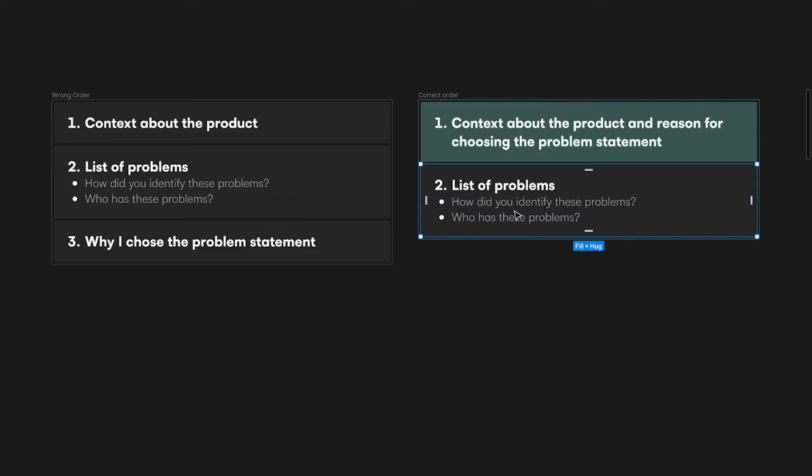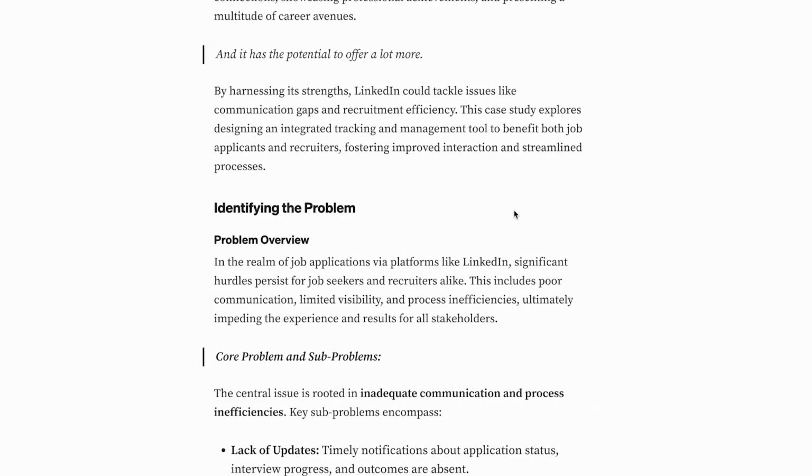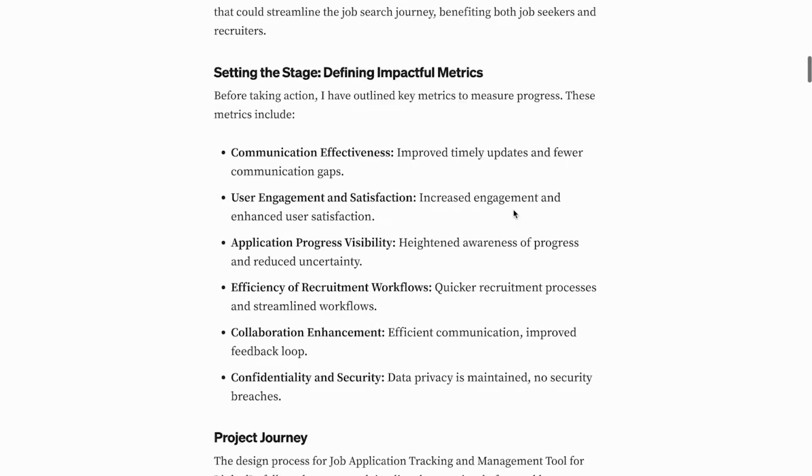And then we're going to move on to the next section. So coming back over here, we're going to go to the next section, which is basically setting the stage, which is defining the impactful metrics. Before taking action, I have outlined key metrics to measure progress. While you're solving the problem, it has to have a user impact and a business impact. So let's understand the metrics.